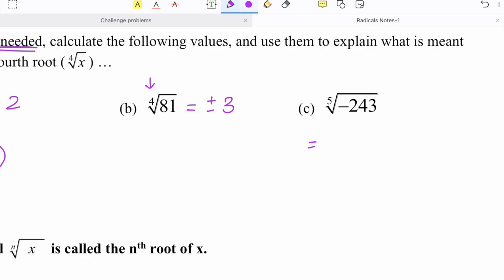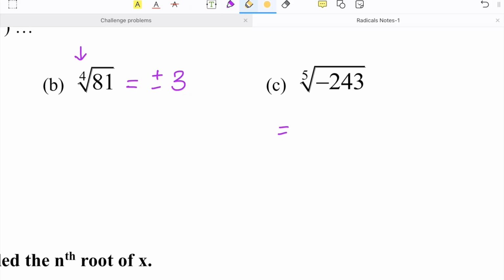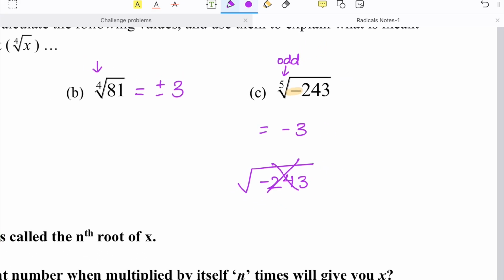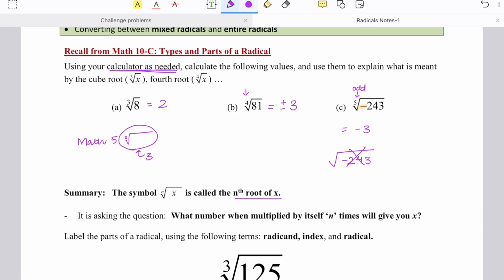Okay, this one. 5 is our index, and we have a negative over here. So what will the answer be for this one? Negative 3. And what if it was square root of negative 243? It wouldn't work, right? It worked in this case because it's an odd index. This is the symbol you use. Nth root of x is how we say it. So 5th root of negative 243 is how you'll say it.